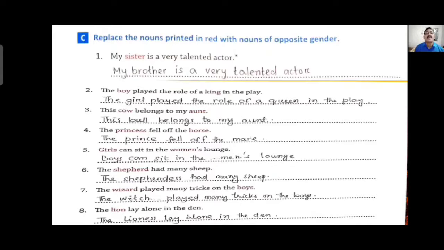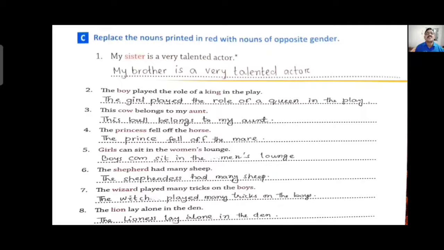Next, second one: the boy played the role of a king in the play. Boy is in red color, we have to change the gender. The girl played the role of a queen in the play. So king changes into queen, boy changes into girl. This cow belongs to my aunt. Cow and aunt are in red color, so you can change both. Here cow is in red color, so you have to change it to the opposite gender. The opposite gender of cow is bull.